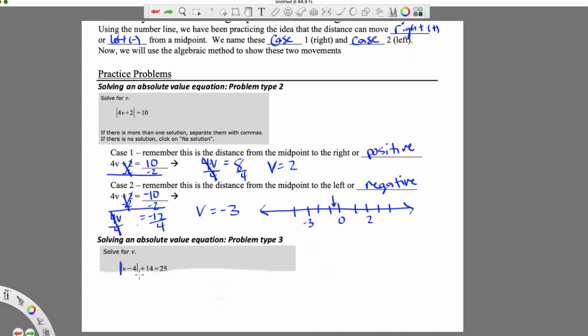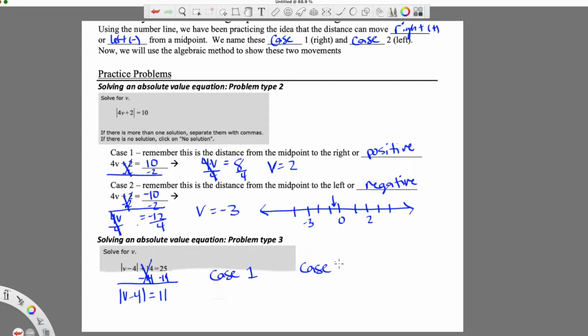So what I'm going to do is move that 14 over to the right side of the equal sign. I'm going to have the absolute value of v minus 4 equals, and it's going to be 11 because I just do 25 minus 14, and I have 11 here. So now I can do case 1 and case 2.